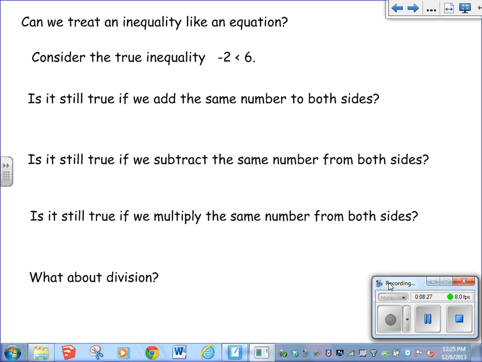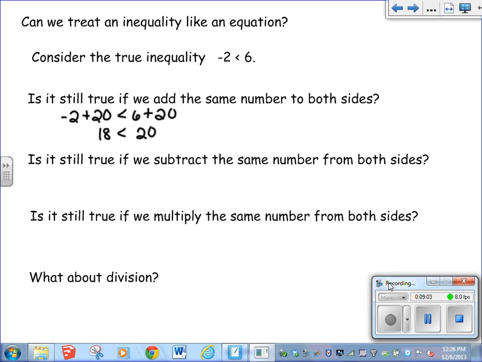So pick a small, reasonable number that we could add to both sides of this inequality, Mikey. Plus 20. All right. So let's see what happens if we add 20 to both sides of this inequality. Does it stay true? -2 plus 20 is what, Daryl? Positive 18. And 6 plus 20, 26. Okay. Is 18 less than 26? Yes. Yeah, that's still a true statement.